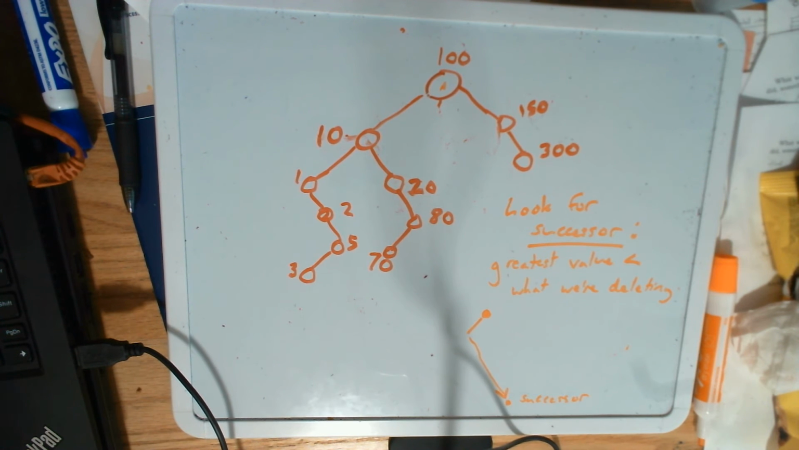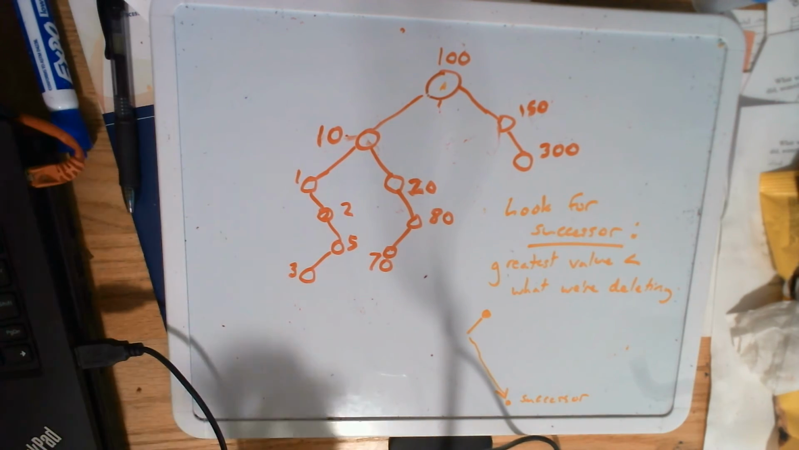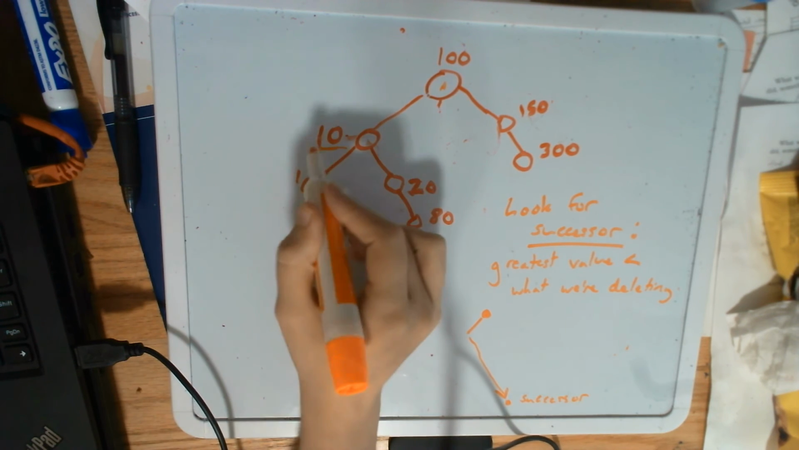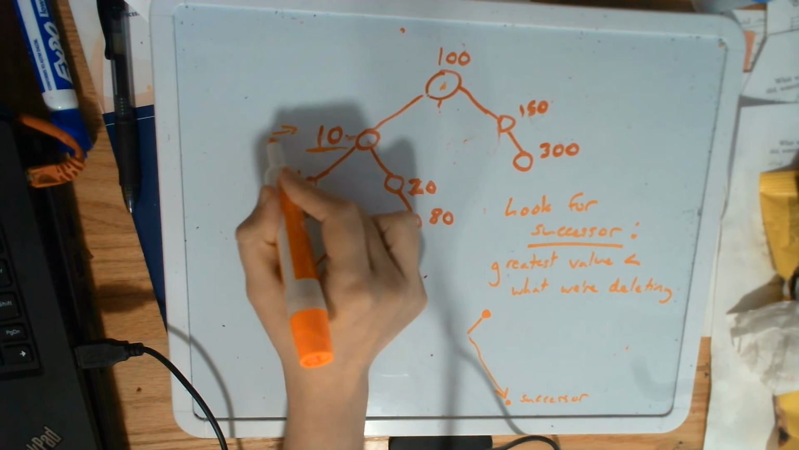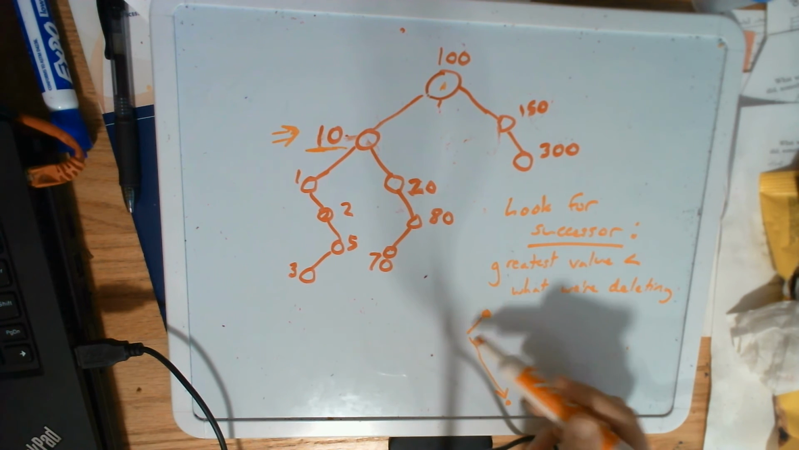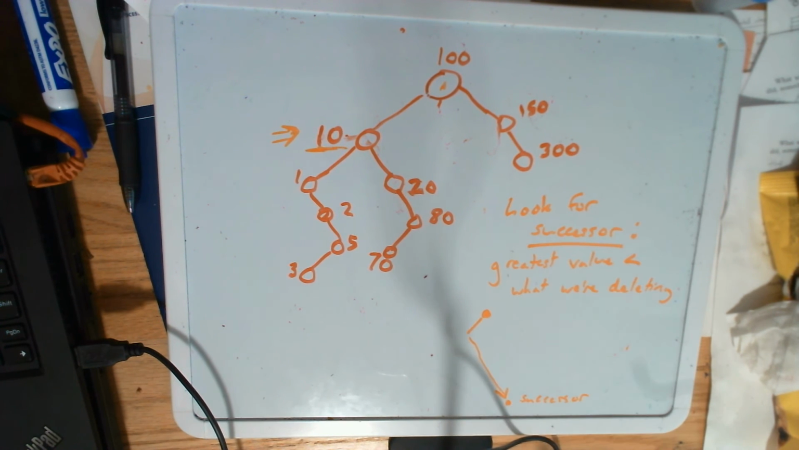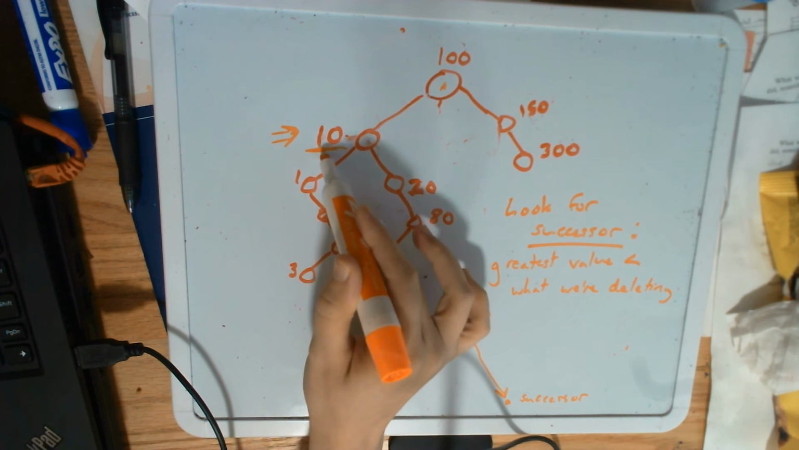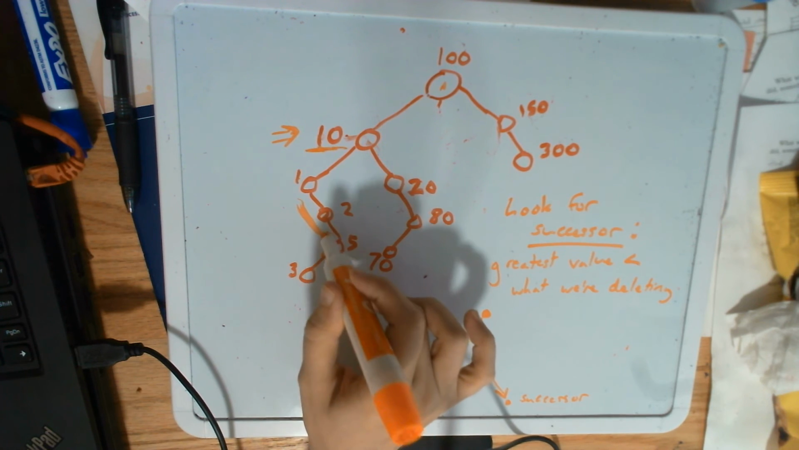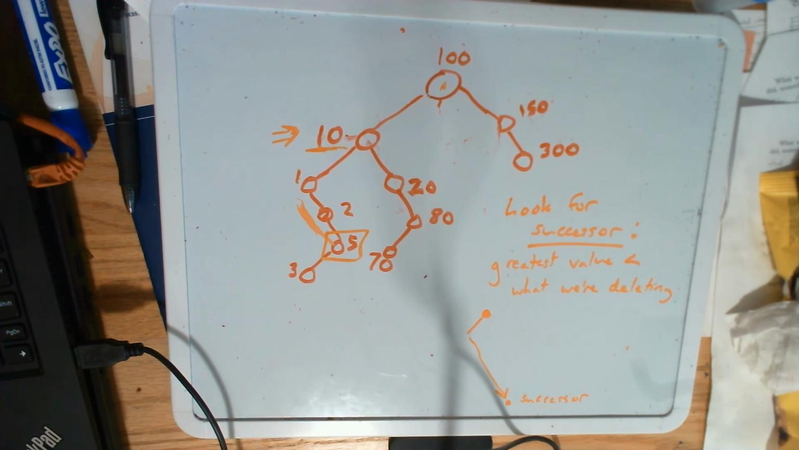So that wasn't too bad a case. We didn't have to juggle too many things. But what if we tried to delete 10 instead? So now we're deleting 10. Let's look for a successor. So we're going to go 1 step left, so that we're looking at something less than what we're deleting, and then as far right as possible. So we go left, and then as far right as possible, and that gets us to 5.